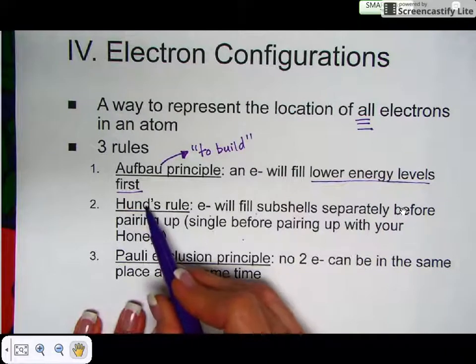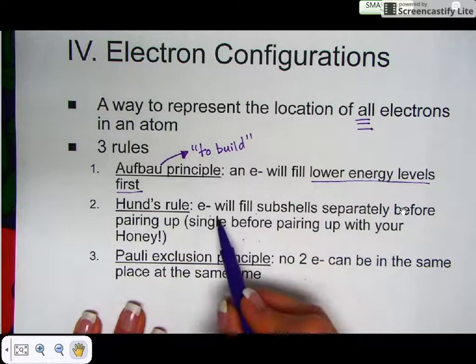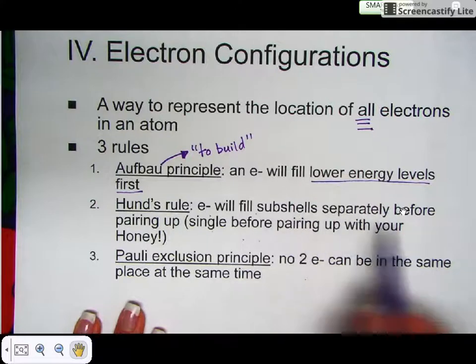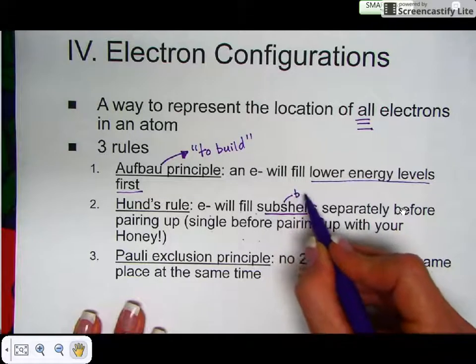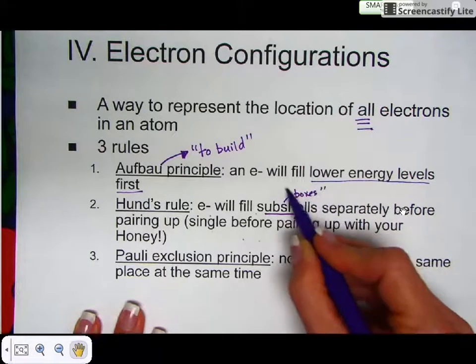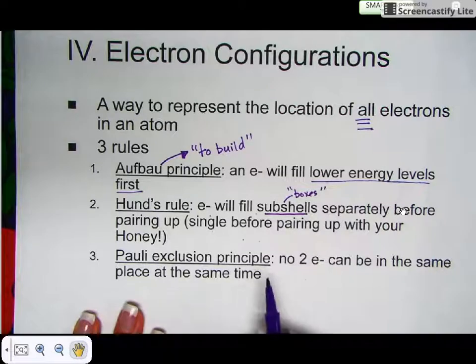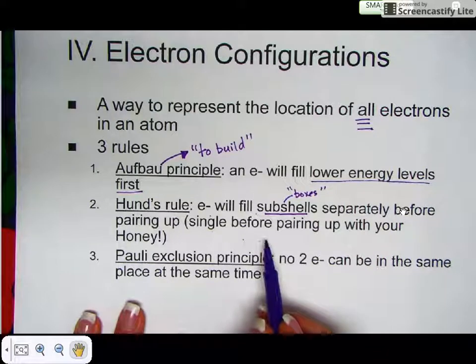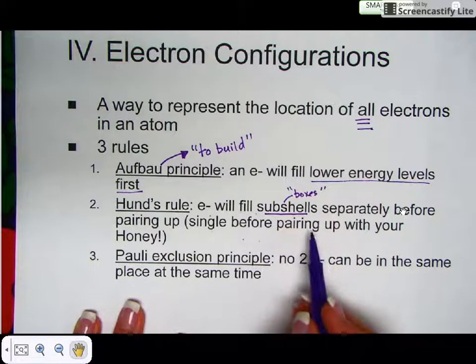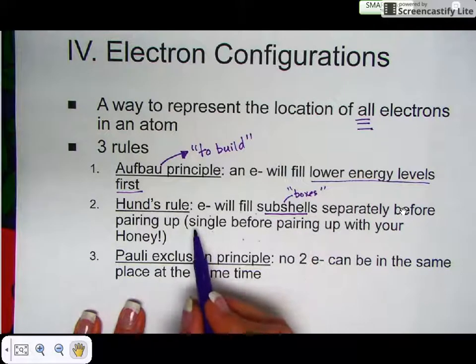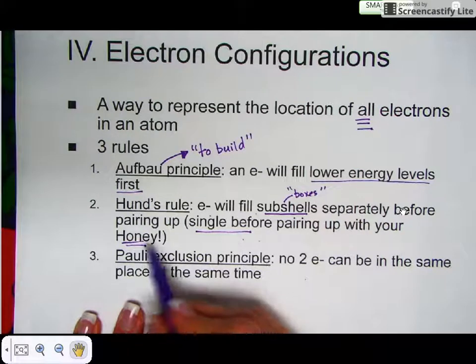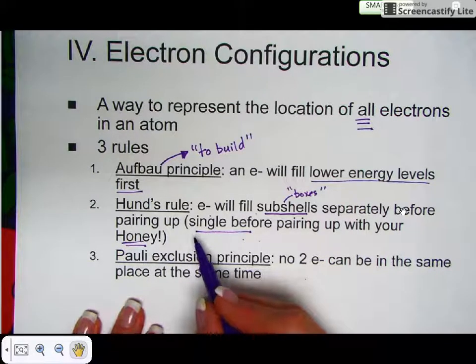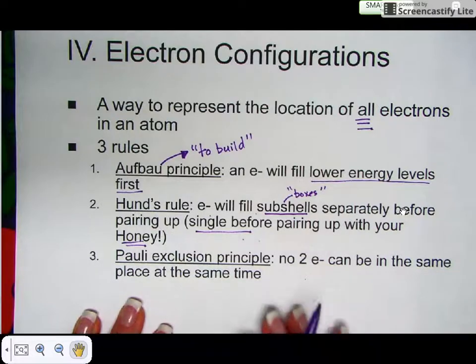The second rule is called Hund's rule. Hund's rule says electrons will fill their subshells separately before pairing up. Y'all, the subshells are the boxes that we draw. Yesterday, when we learned how to draw the boxes and find the box number, the subshells are those boxes. So that's the reason I told you that all the wives have to come home first before the husbands come home. They've got to be single before they pair up with their honey. And a short name for honey is Hun. So remember, this is Hund's rule.